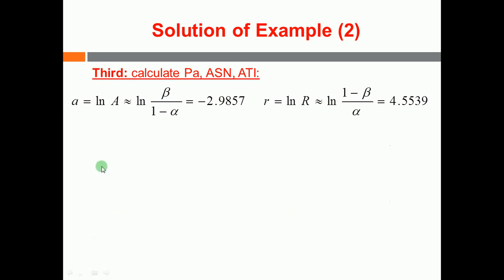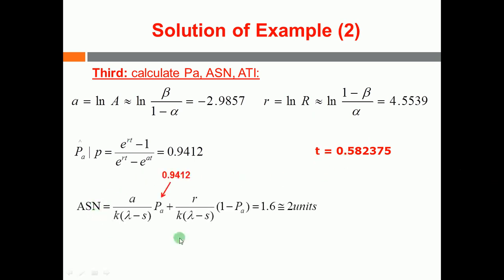So here we have to calculate the probability of acceptance, the ASN and the ATI, but we need the values of small a and small r. I shall calculate them, and the definition will not change because of the change of the distribution. It would be the same: beta over 1 minus alpha, or 1 minus beta over alpha. Then we shall calculate the probability of acceptance, which depends on the formula having a T in it, where the expectation is not equal to 0, with T given. Then I have to calculate the ASN using the formula corresponding to the case where the expectation is not equal to 0.